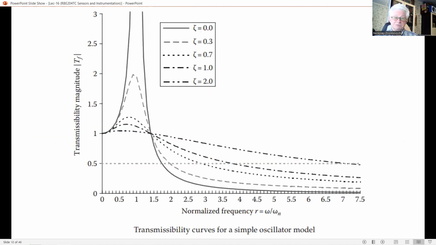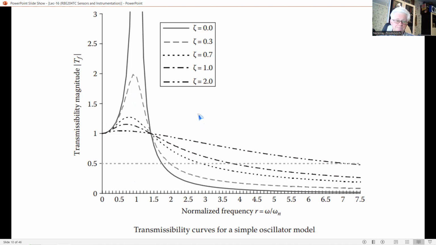From the transmissibility curve in this figure, we observe the following. First of all, there is always a non-zero frequency value at which the transmissibility magnitude will peak. And this is the resonance peak, right? And second, for small theta, the peak transmissibility magnitude is obtained approximately when we have r equal to 1.